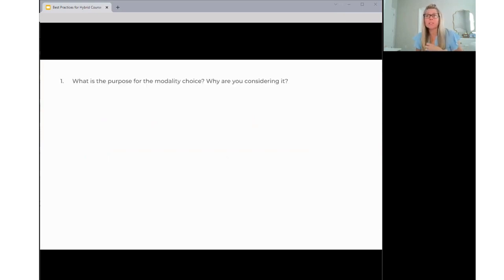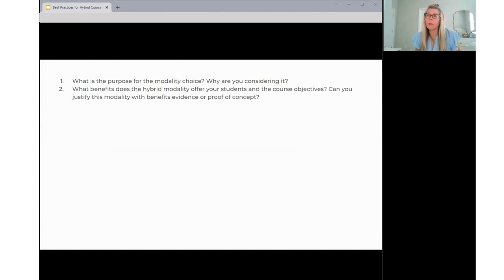So the first one is, what is the purpose for the modality choice and why are you considering it? What benefits does the hybrid modality offer your students and the course objectives versus just the traditional online or in-class experience? Can you justify this modality for your specific course with benefit evidence or proof of concept?